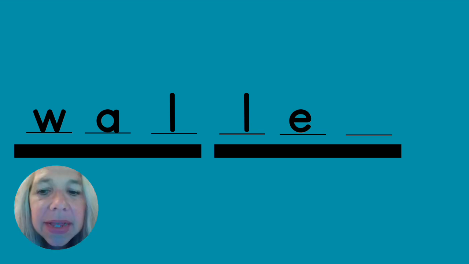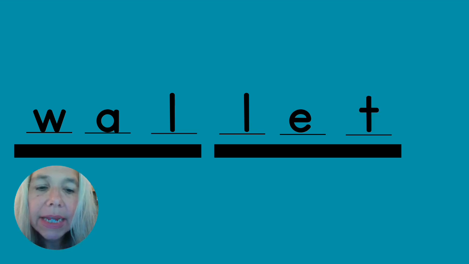The last word we're going to spell is wallet. It has 2 syllables. Wall. Let. W. Ah. L. E. T. W. A. L. L. E. T. Read that word. Wallet.